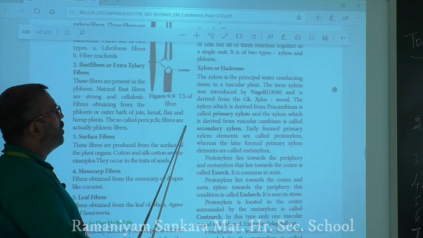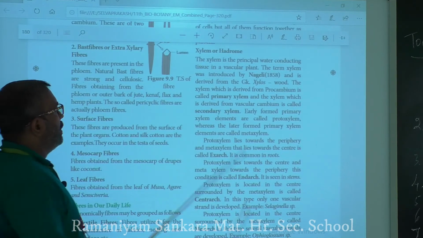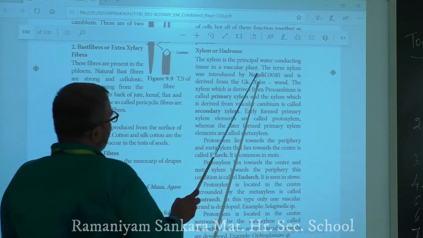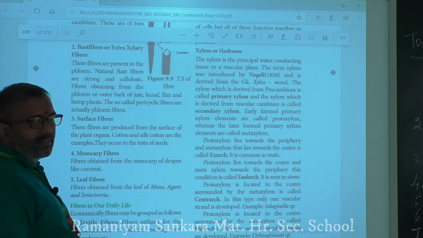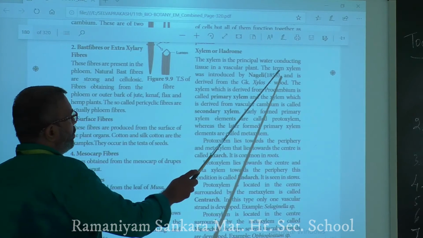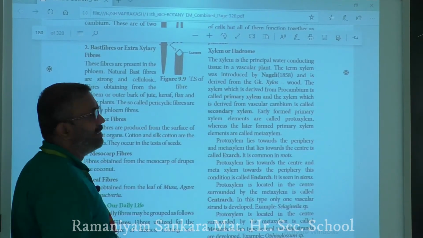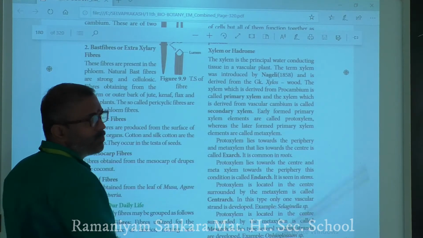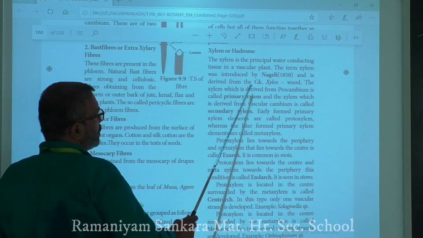Xylem means wood. The xylem is the principal water conducting tissue in a vascular plant. So it is a water conducting tissue. The term xylem was introduced by Nägeli in 1858 and is derived from the Greek word xylon, meaning wood.